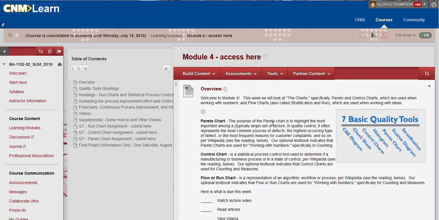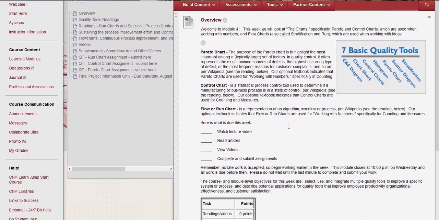3 charts. So we're going to look at the charts, which are Pareto and control charts, which are used when working with numbers, and flow charts, which are also called stratification, and run charts, which are used when working with ideas. So a Pareto chart is used to highlight the most important among a typically large set of factors. In quality control, it often represents the most common sources of defects, the highest occurring type of defect, or the most frequent reasons for customer complaints, and so on.